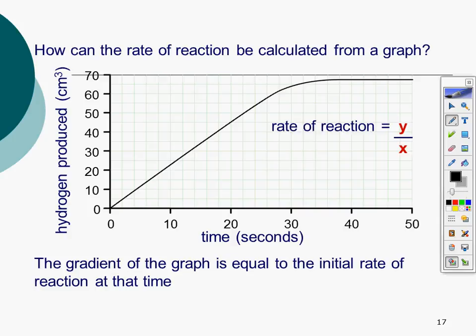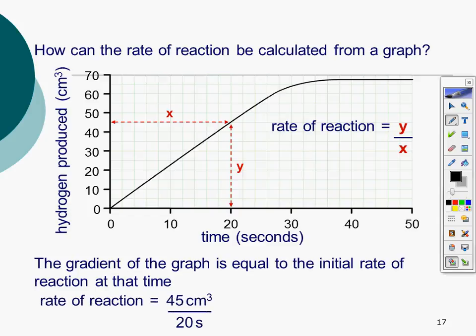So we take the rate of reaction equals y over x, and we go up to a certain point. Rate of reaction: we got 45 centimeters divided by 20 seconds. The rate of the reaction is 2.25 cubic centimeters per second. I think everybody in here has done that since 7th grade.